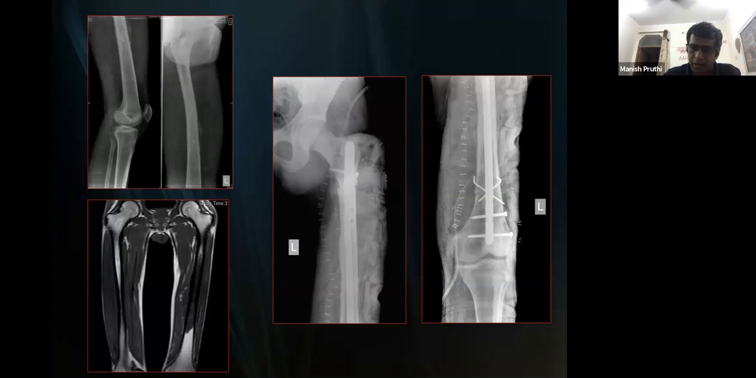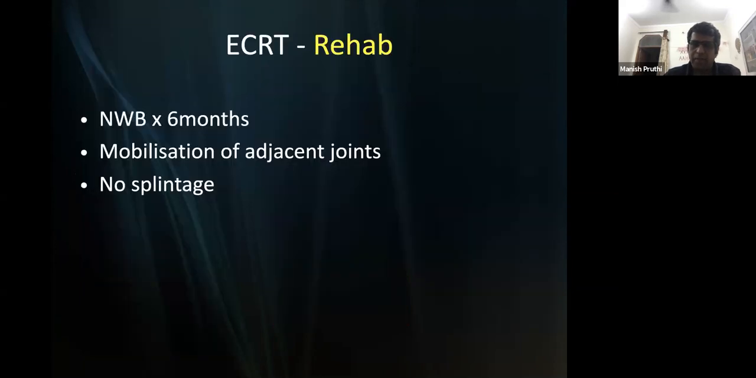In this case, the nail was put in the intercalary segment and from proximal to distal. And the rehab depends upon the healing of the bone, which usually takes 4 to 6 months. The metaphyseal healing is faster than the diaphyseal healing. We can start the mobilization of adjacent joints, and we usually don't splint this patient because what we want is a stable internal fixation rather than an external splintage.